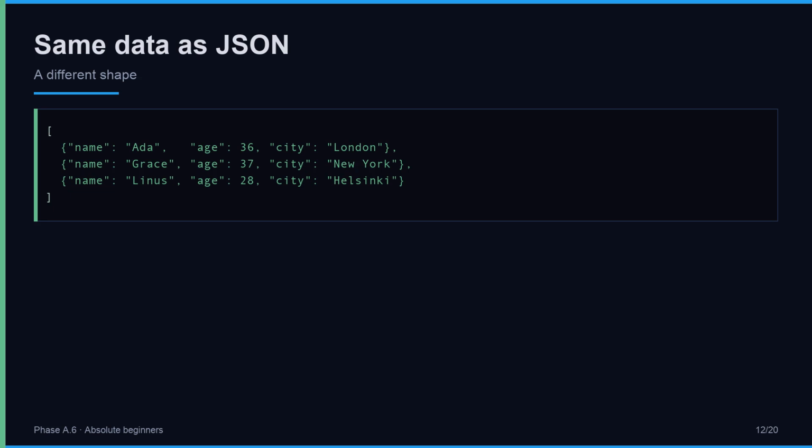But JSON also lets you nest. A person could have an address key whose value is itself a dictionary with street and zip. CSV cannot do that cleanly. 2 shapes, 2 trade-offs. Same data, different shape.